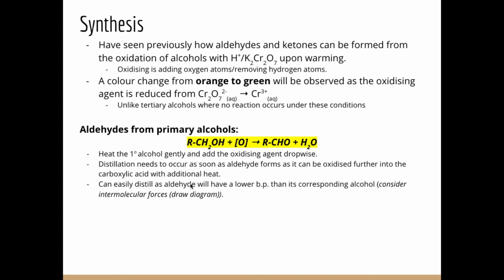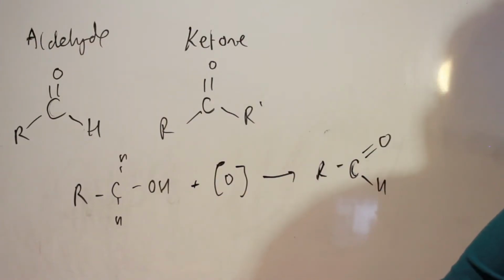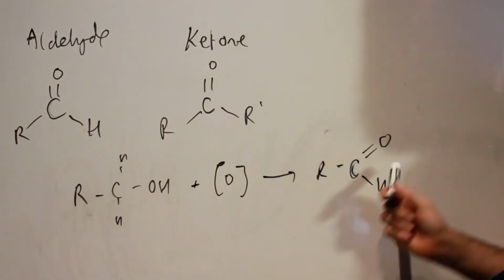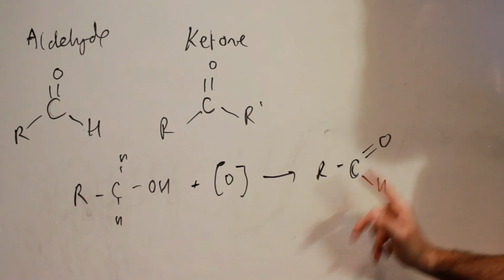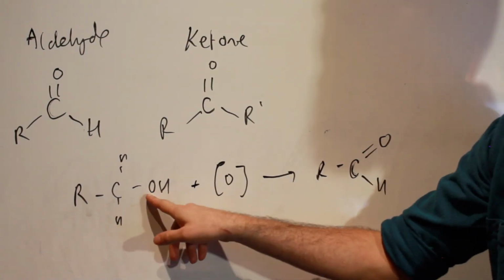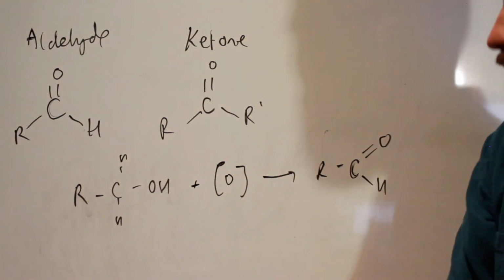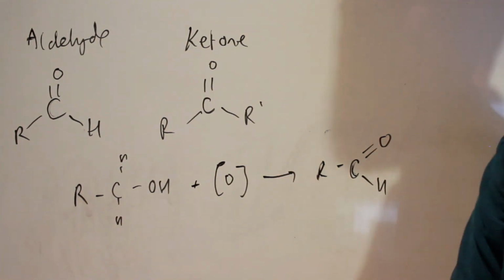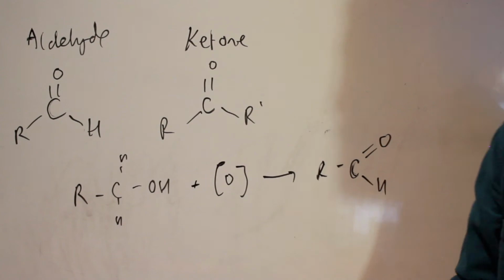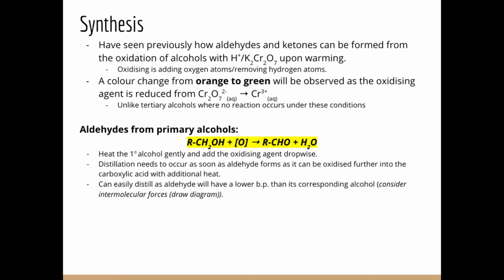However, we can easily distill this as the aldehyde will have a lower boiling point than its corresponding alcohol because of the intermolecular forces that they will have. So as we're making the aldehyde, we're distilling it off, but this only has dipole-dipole, whereas this has hydrogen bonding. It's got this hydrogen bonded to an oxygen, so therefore we can have the hydrogen bonding between the alcohol molecules, but not between the aldehyde, the carbonyl molecules. So that means we can easily distill this off and collect our aldehyde product before it oxidizes into the carboxylic acid.